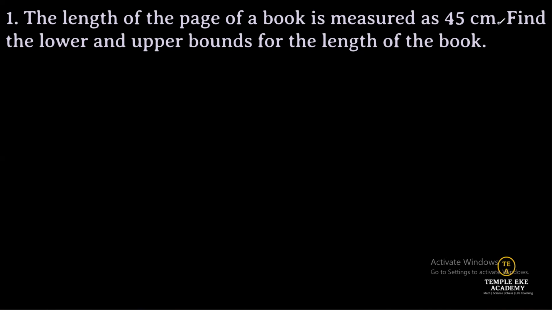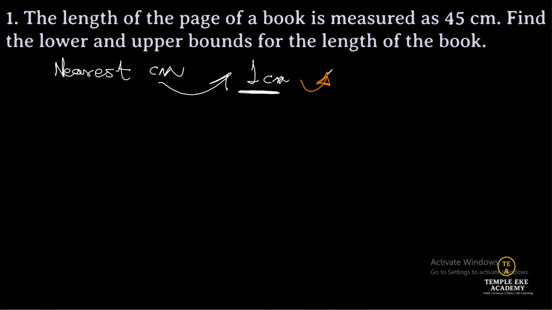If we measure this to the nearest centimeter, the length of the page of a book is measured as 45 centimeters to the nearest centimeter. It is measured to the nearest centimeter, which means to the nearest 1 centimeter. Now we can get our possible error from the degree of accuracy. Taking 1 centimeter as the degree of accuracy, because we're measuring to the nearest centimeter.